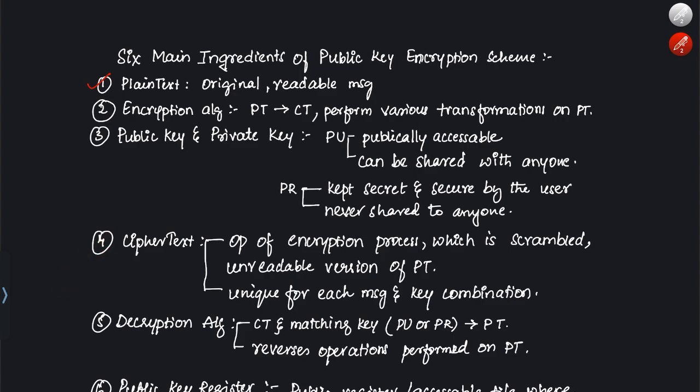Okay. Next we have ciphertext. Ciphertext is the output of the encryption process. Ciphertext is the unreadable version of the plain text. Ciphertext is unique for each message and each key combination. That is, the same plain text encrypted with different keys will produce a different message.